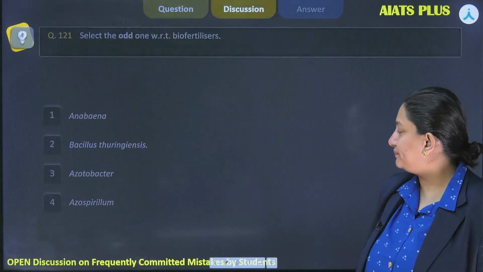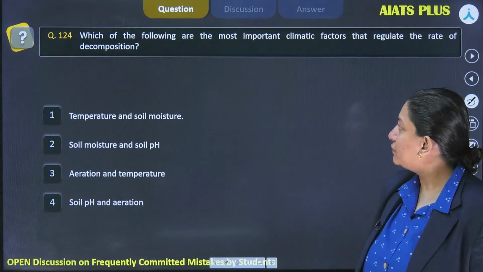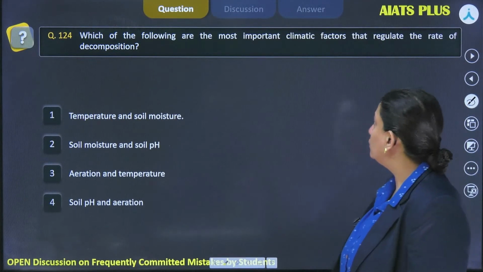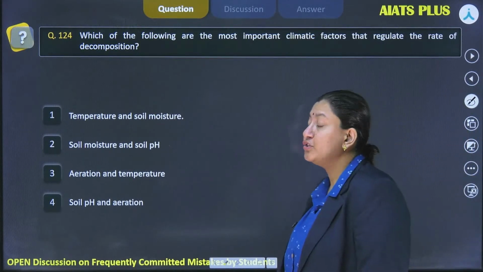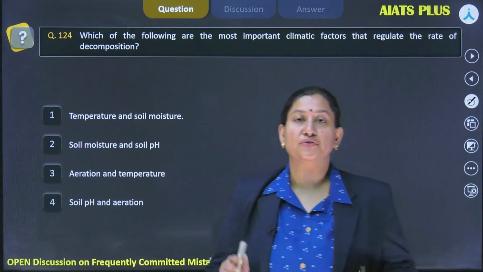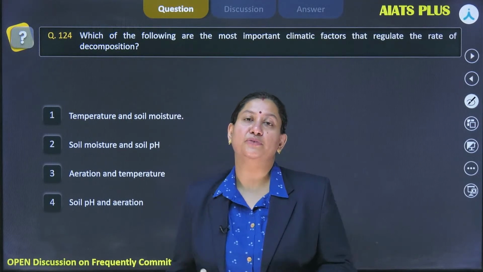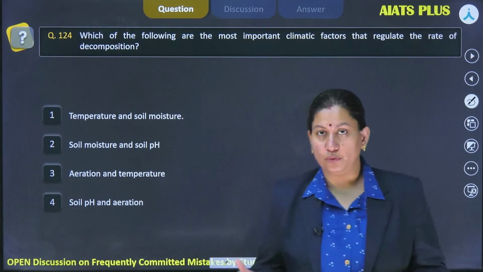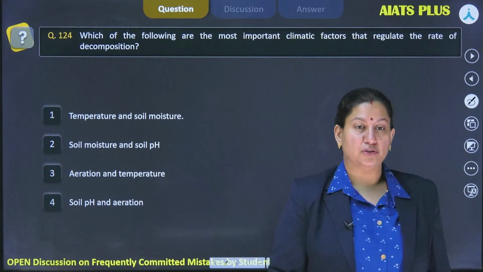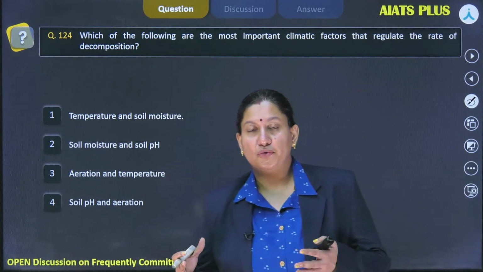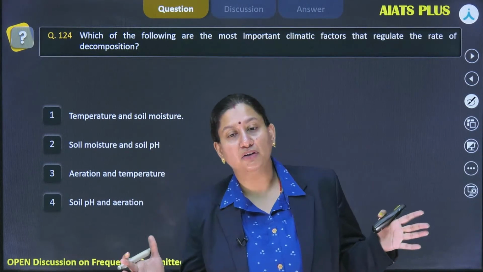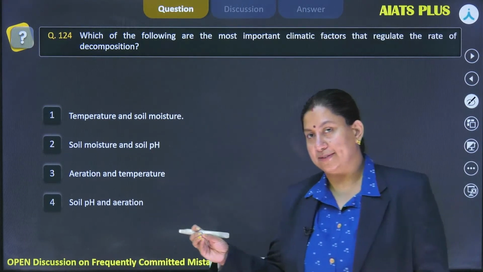Moving ahead. We have the question which asks which of the following are the most important climatic factors that regulate the rate of decomposition. In the chapter on ecosystem, decomposition is a very prominent topic. From ecosystem, we get questions from energy flow, and from this particular topic also, decomposition. So when we talk about decomposition, the ulterior motive is that we have to break down the bigger complex particles into smaller ones, right?